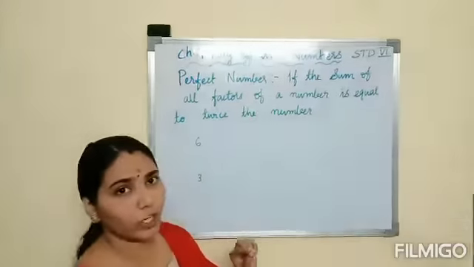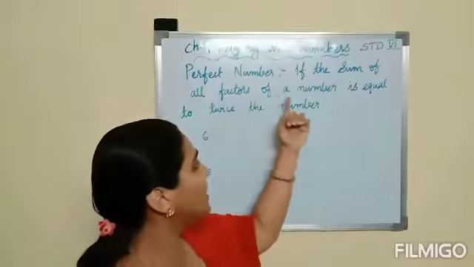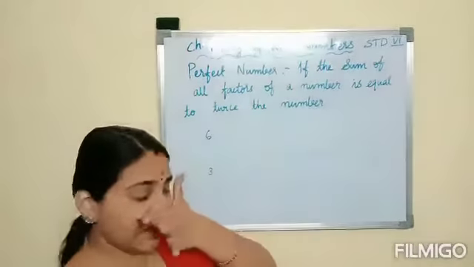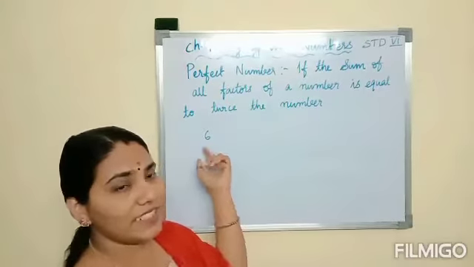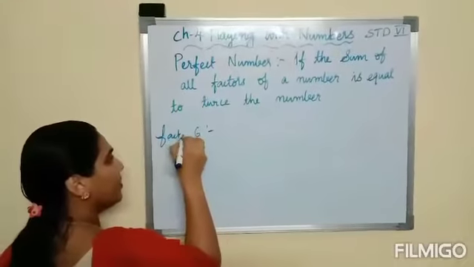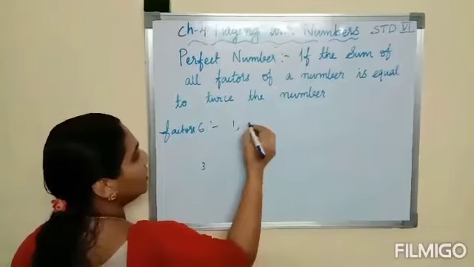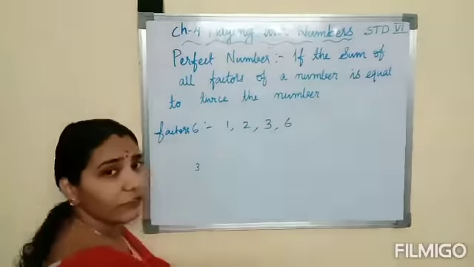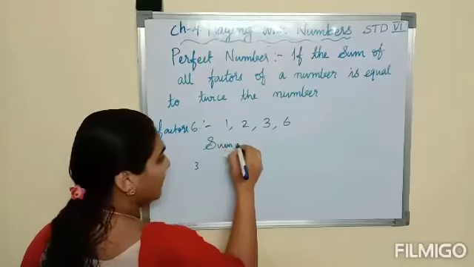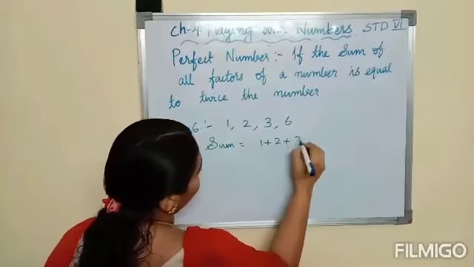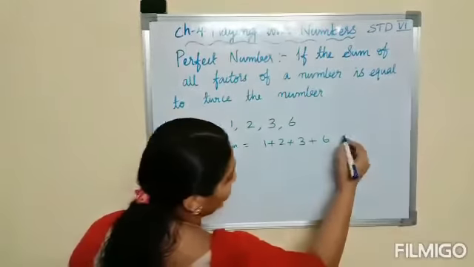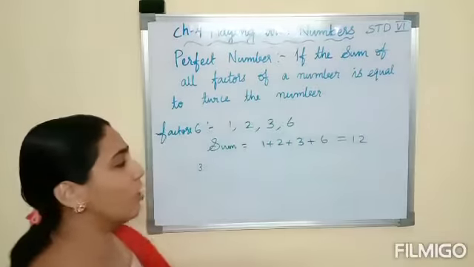Next one is perfect number. What is a perfect number? If the sum of all factors of a number is equal to twice that number, then that number is called a perfect number. So we are going to check the number 6 and write the factors of 6. What and all are the factors? Factors of 6: 1, 2, 3, 6. So we are going to find the sum of all these factors. 1 plus 2 plus 3 plus 6. What will we get? 1 plus 2 is 3, 3 plus 3 is 6, 6 plus 6 is equal to 12. That's it. You got 12.